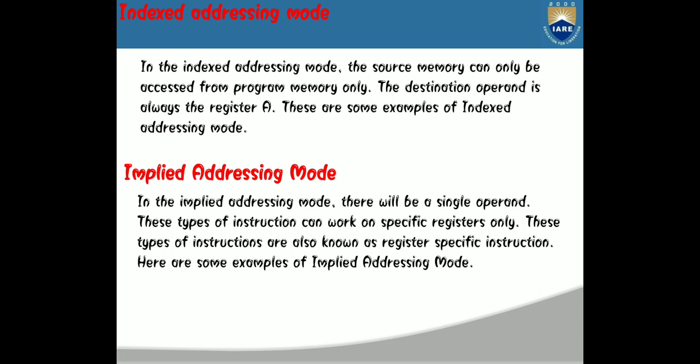Example, MOVC A, @A+DPTR, that is the data pointer. Here the address for the operand is the sum of the contents of the data pointer and the accumulator.